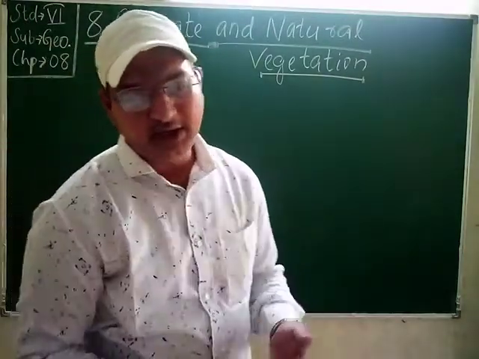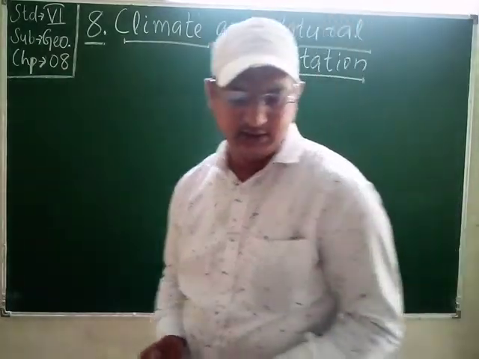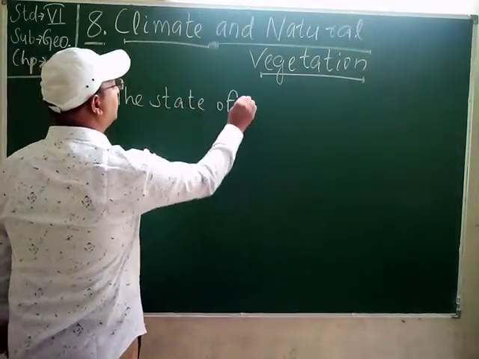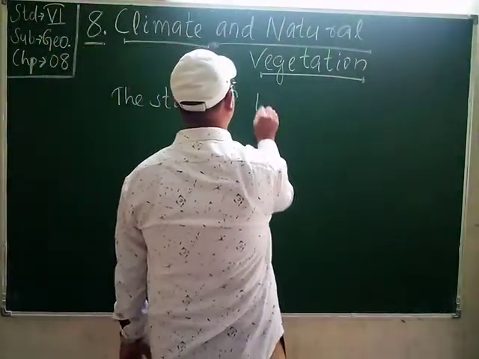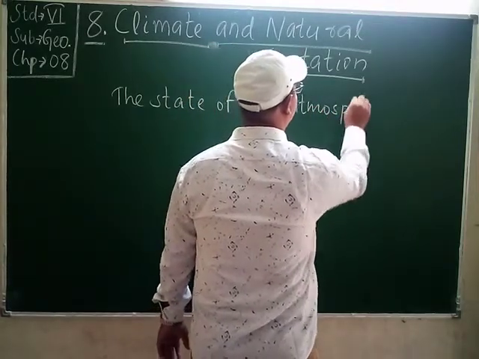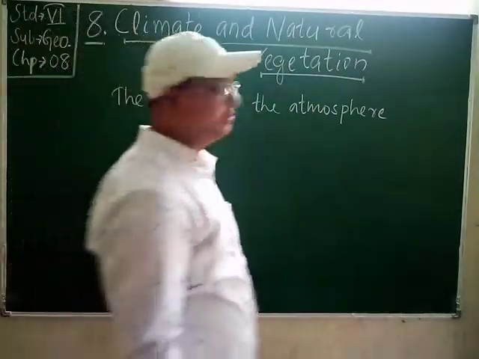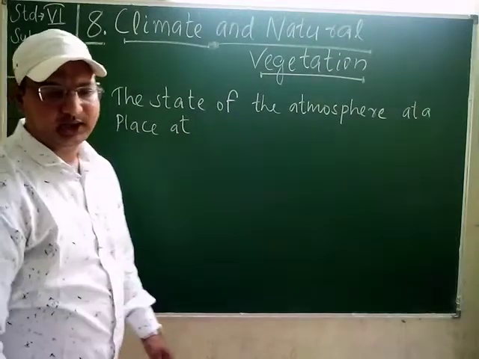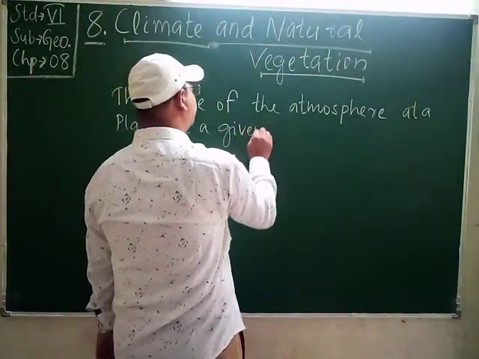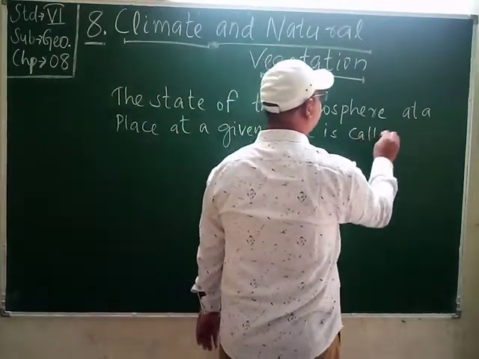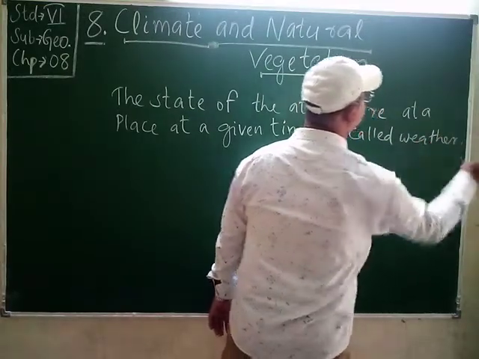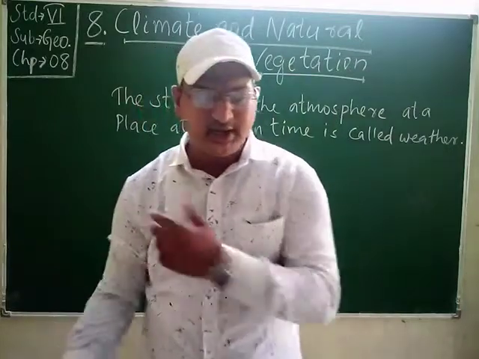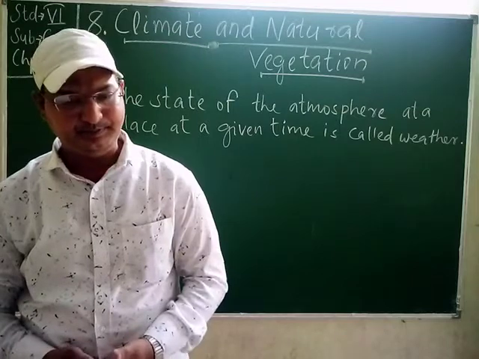Students, the state of the atmosphere at a place at a given time is called weather. When we say it is hot or cold, sunny or cloudy, windy or calm, and so on, we are actually talking about weather.